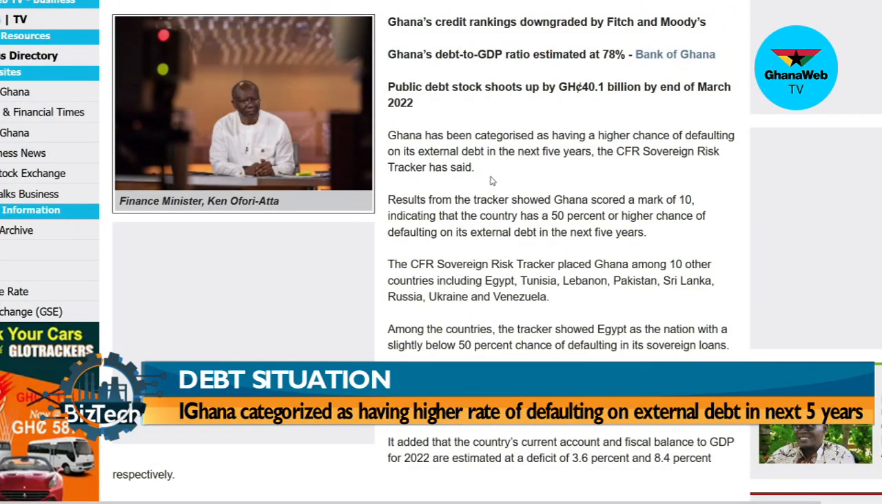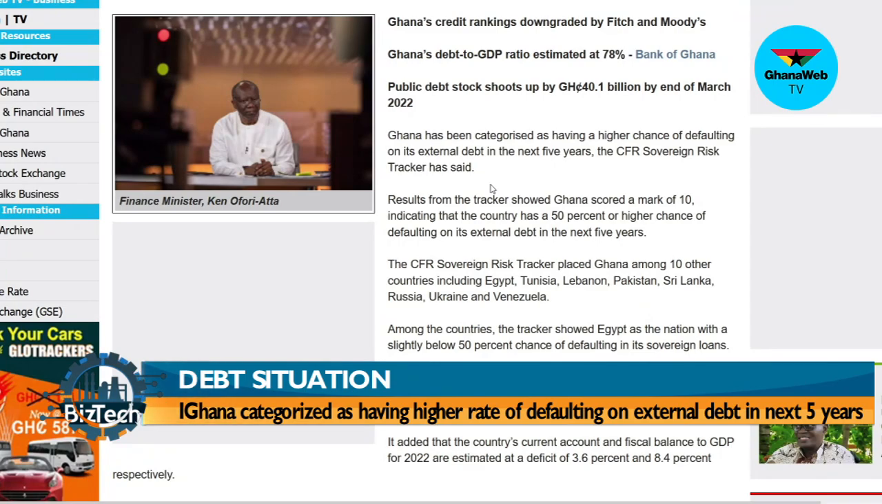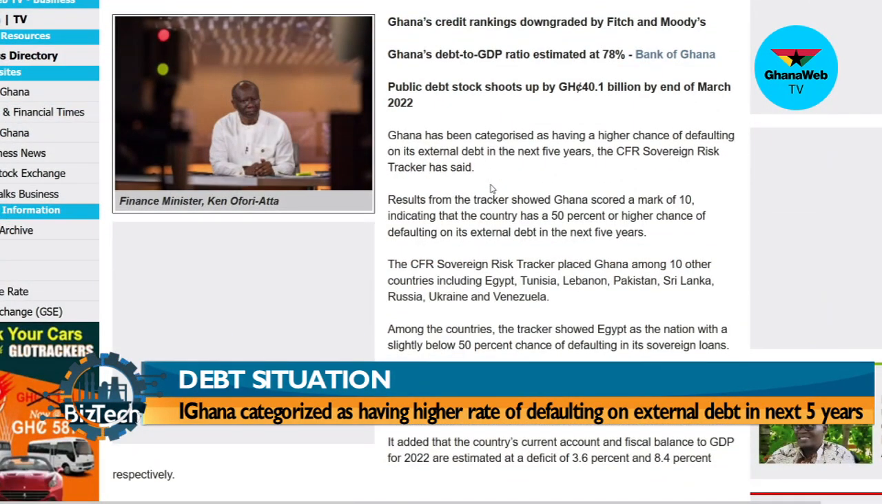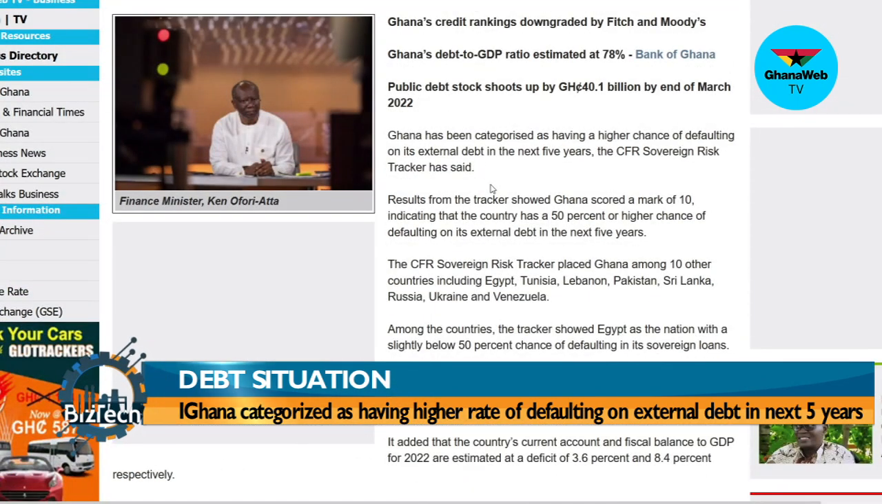The CFR Sovereign Risk Tracker placed Ghana among 10 other countries, including Egypt, Tunisia, Lebanon, Pakistan, Sri Lanka, Russia, Ukraine, and Venezuela. Among the countries, the tracker showed Egypt as a nation with a slightly below 50% chance of defaulting in its sovereign loans. Touching further on Ghana, the tracker showed Ghana's short-term debt and current account situation is equivalent to 79% of its reserves.